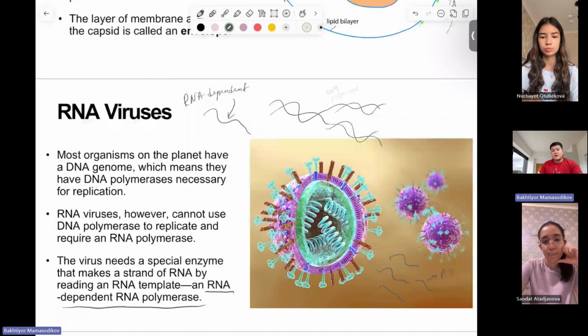So why is it important? This RNA content makes the RNA viruses tricky because their enzyme is error prone. It makes a lot of mistakes. These mistakes are mutations which help the viruses to evolve very fast. That's why, do you know the flu virus?